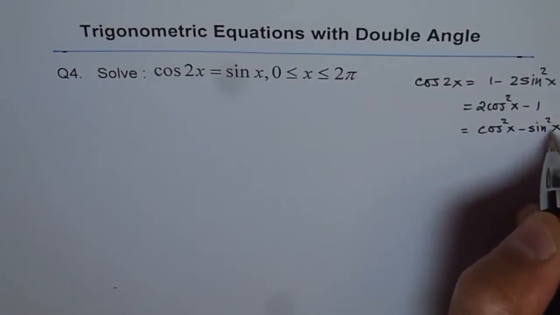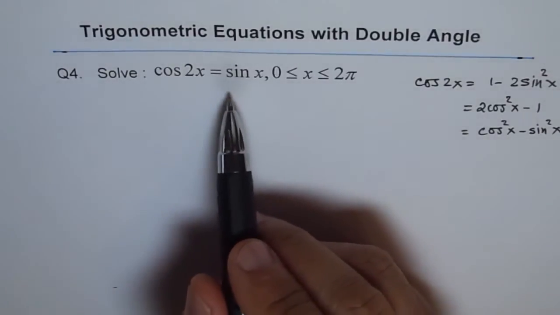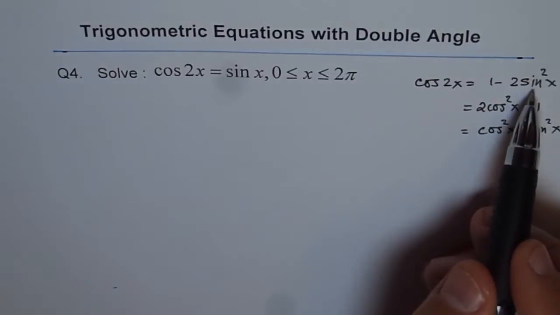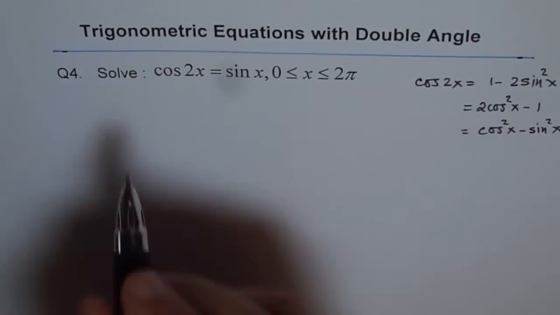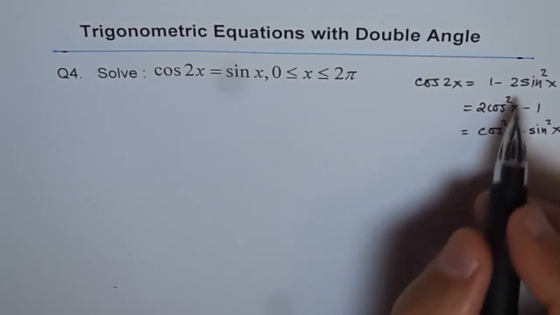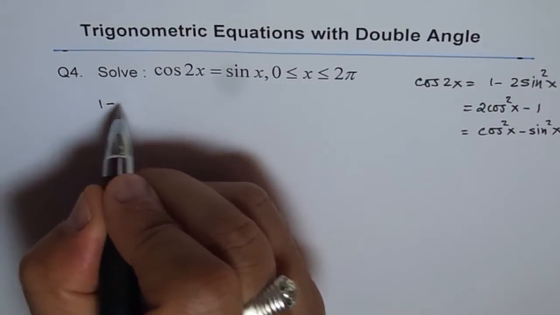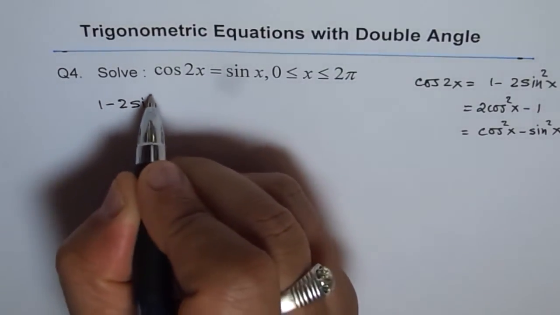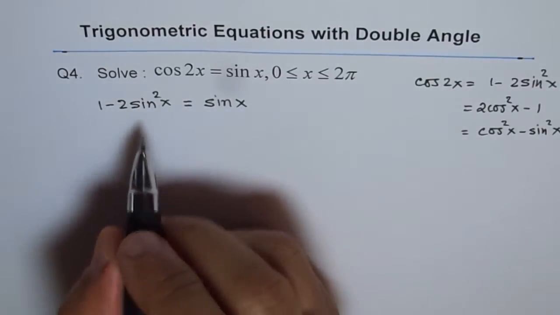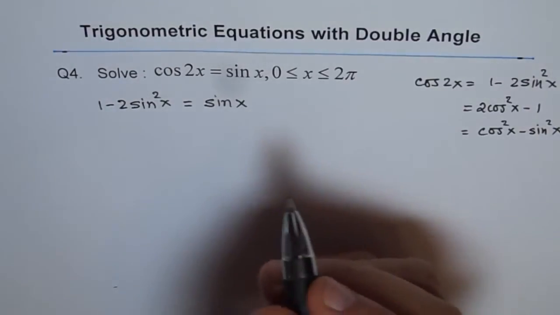correct? Now, since we have to solve an equation like this, it will be better to use 1 minus 2 sin square x, because that will give us a quadratic formula to help us solve the equation. So we will replace cos 2x by 1 minus 2 sin square x and rewrite this equation. So we have now 1 minus 2 sin square x equals sin x, correct? Now we can bring all the terms to one side and write it in the form of a quadratic equation, correct?